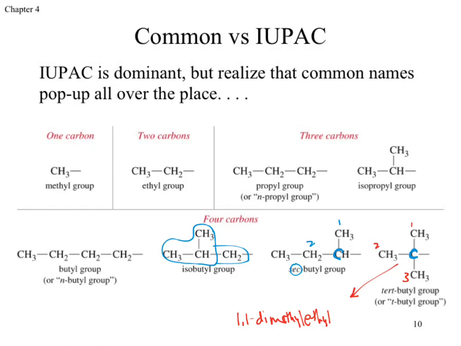Tert-butyl is also known as 1,1-dimethyl ethyl. Okay. That's your nomenclature. We'll pick up there on Monday.